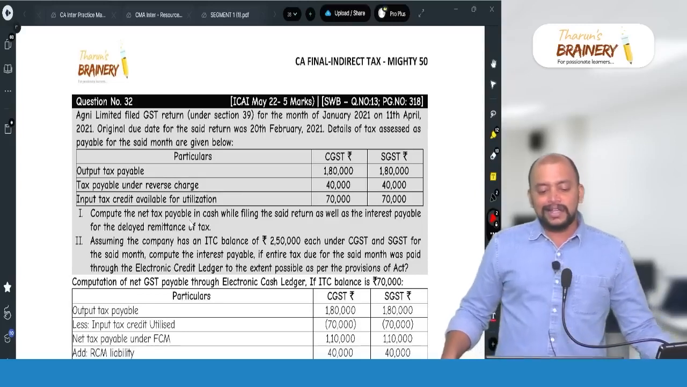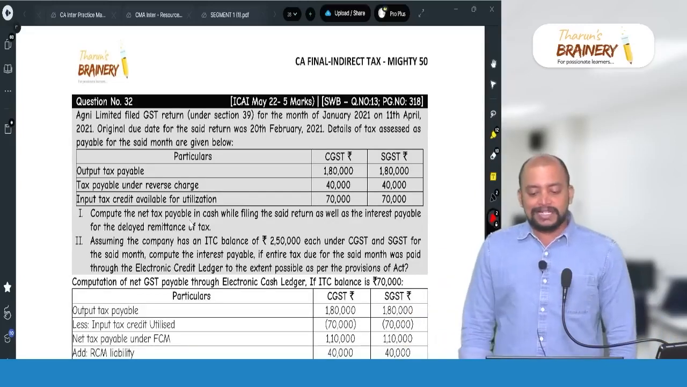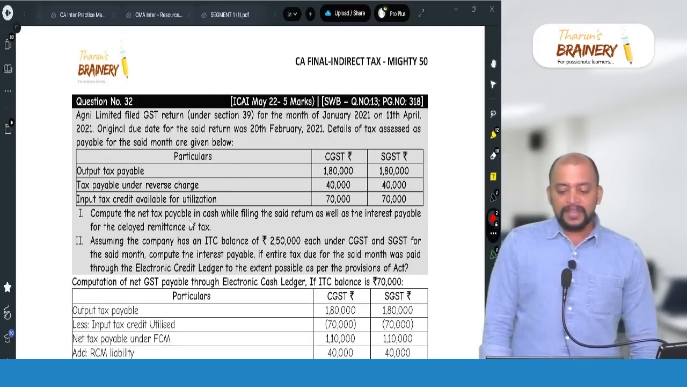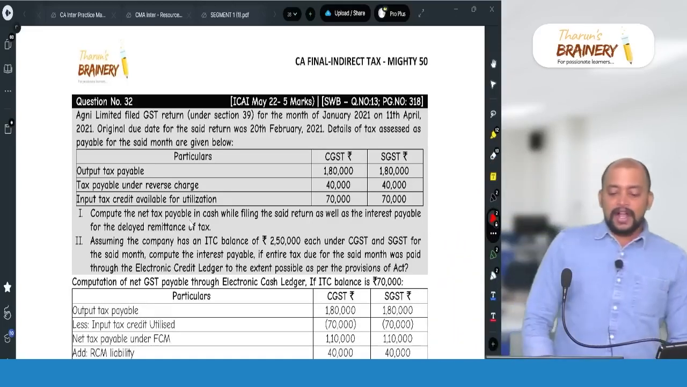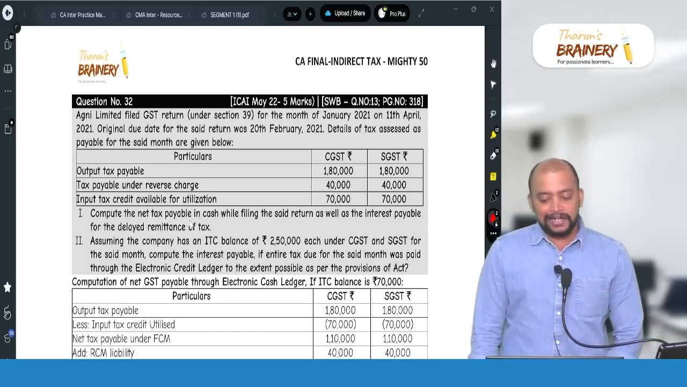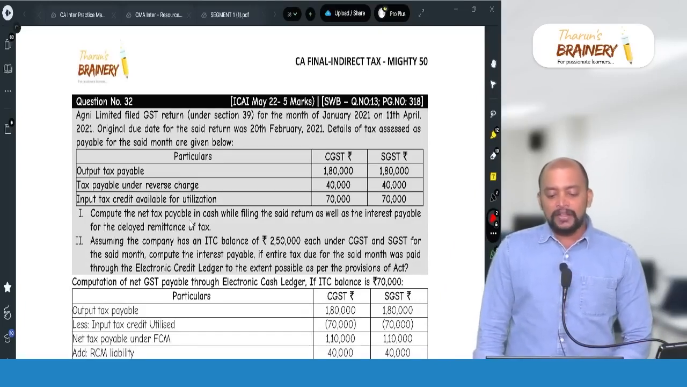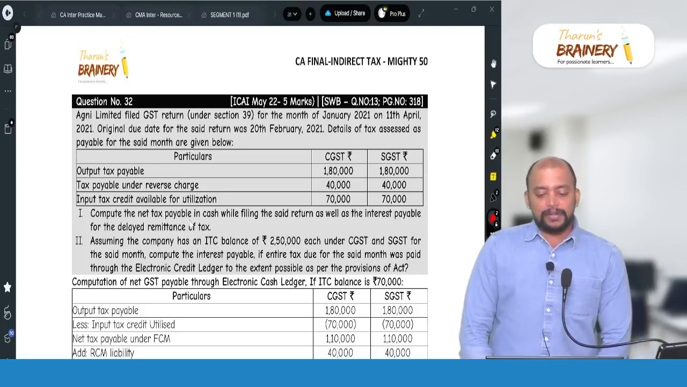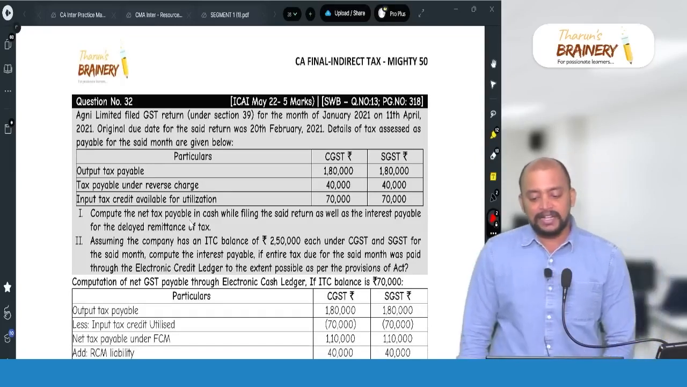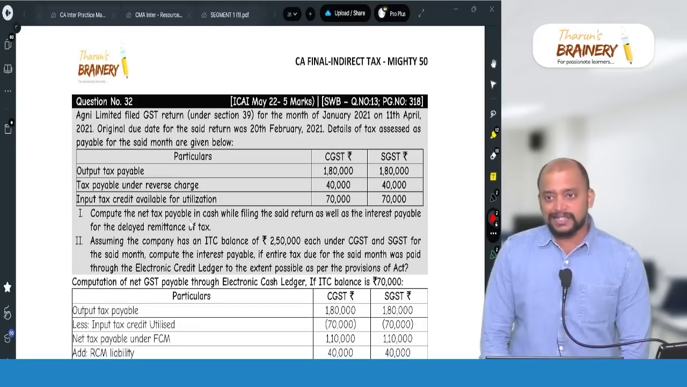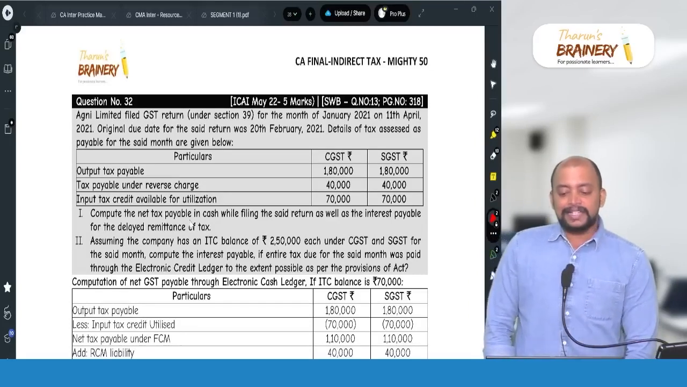CGST, SGST, output tax payable 1,80,000, tax payable under reverse charge 40,000, input tax credit available for utilization is 70,000. Compute the net tax payable in cash while filing the said return as well as the interest payable for the delayed remittance of tax. Now, the net GST payable will be 1,80,000 minus 70,000 plus 40,000, because GST payable under FCM minus input tax credit plus RCM liability.